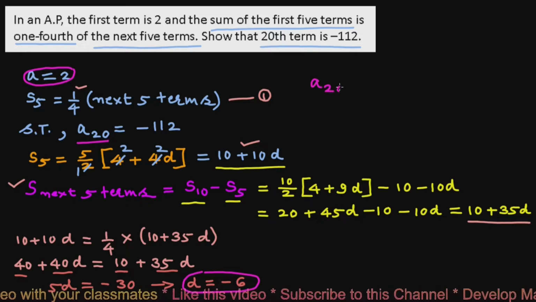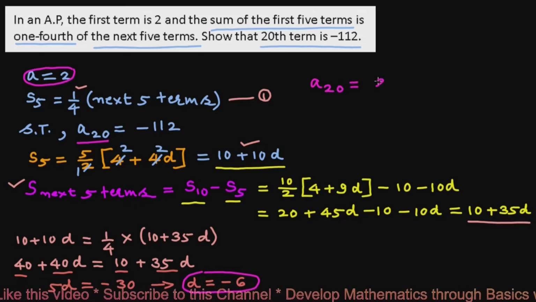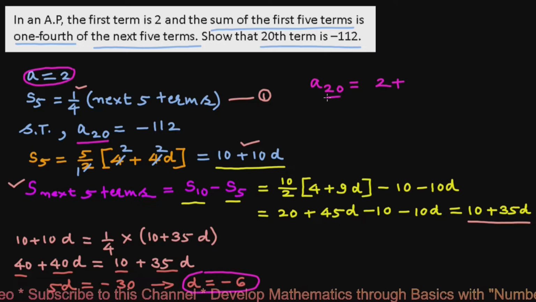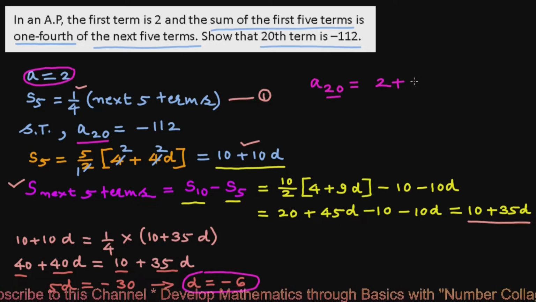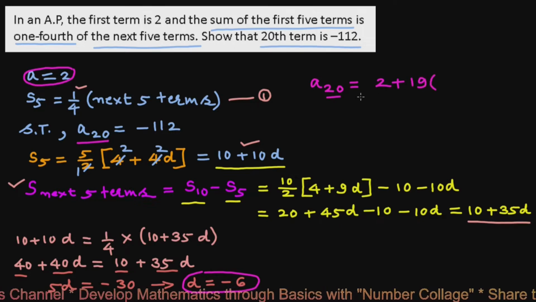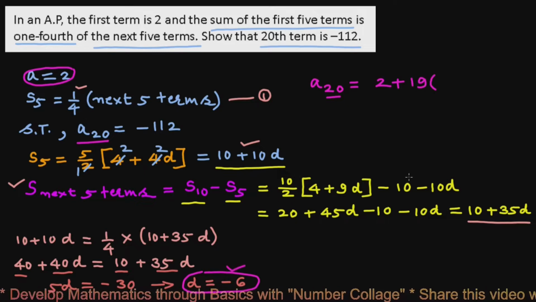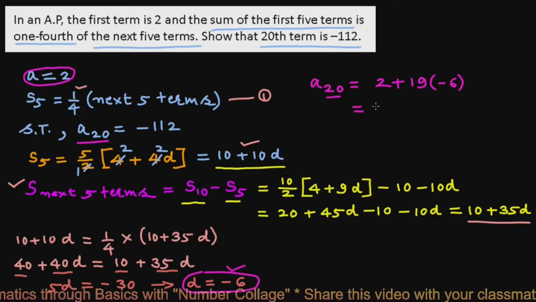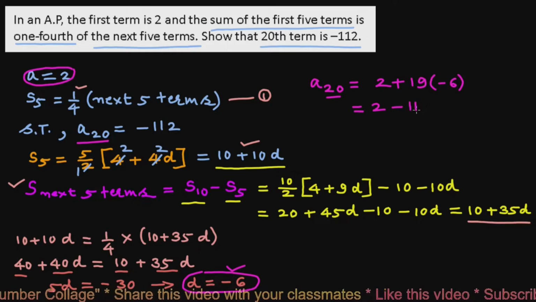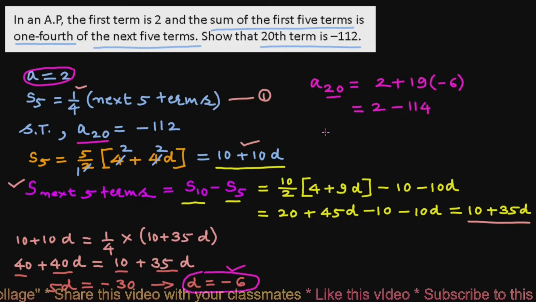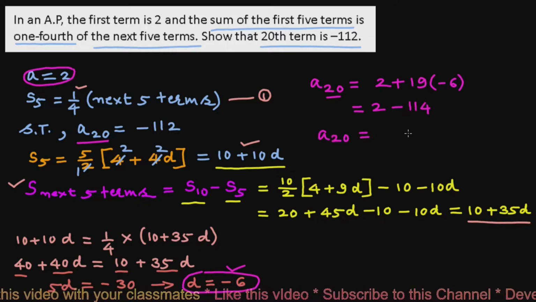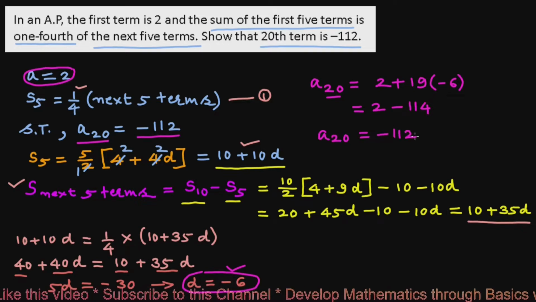So that will be a20 equals a, which is 2, plus n minus 1, that is 20 minus 1, 19, into d, which is minus 6. So it will be 2 minus 114. So that gives a20 equals minus 112.